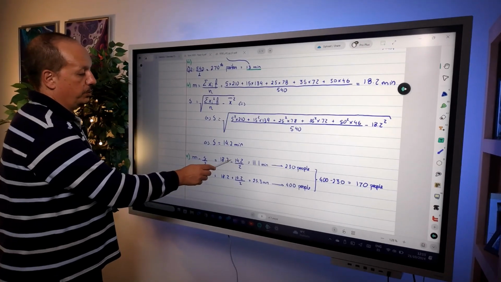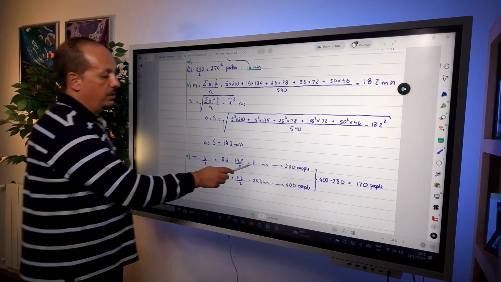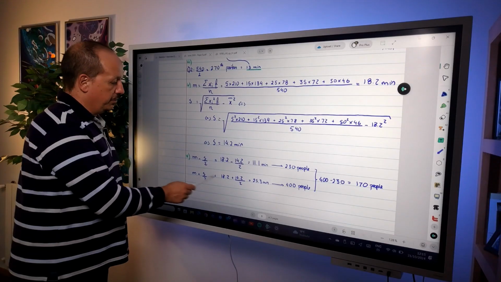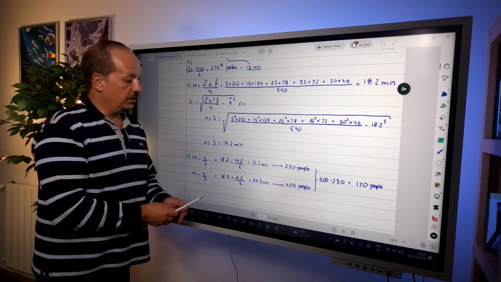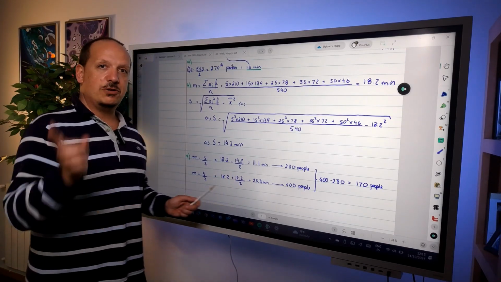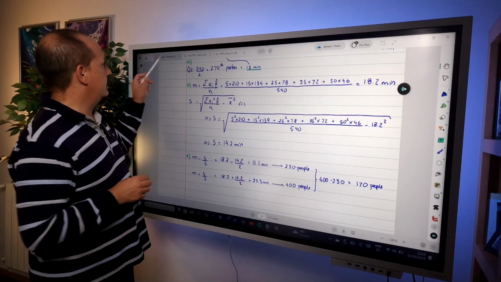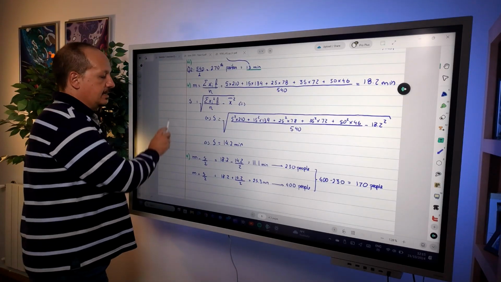This is 18.2 minus 14.2 divided by 2, which is 11.1 minutes. Here you just have to add that, which yields 25.3 minutes. And then you have to use the graph, as the question says, to get that interval.